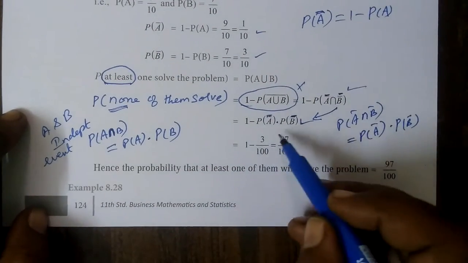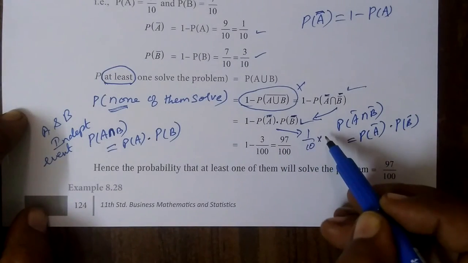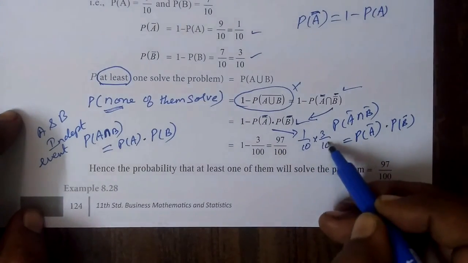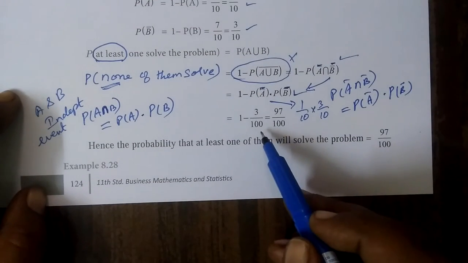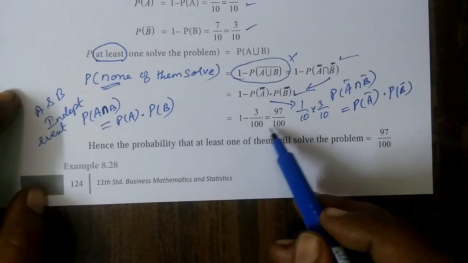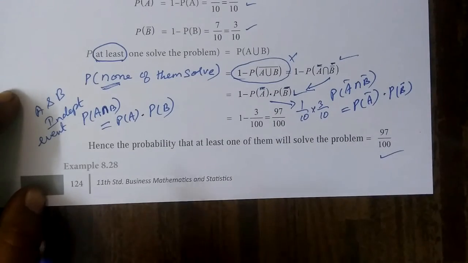P of A bar is what? 1 by 10. So this is 1 by 10 into P of B bar, 3 by 10. So 3 by 100, since 10 into 10 is 100. So 1 minus 3 by 100 gives what? 97 by 100. So the answer for this is 97 by 100.